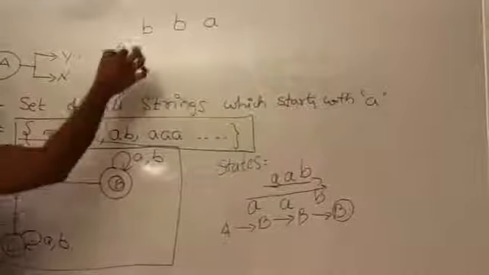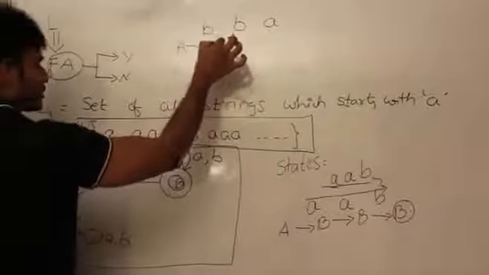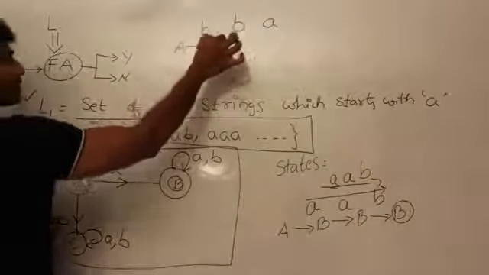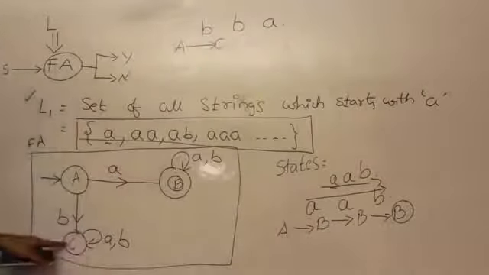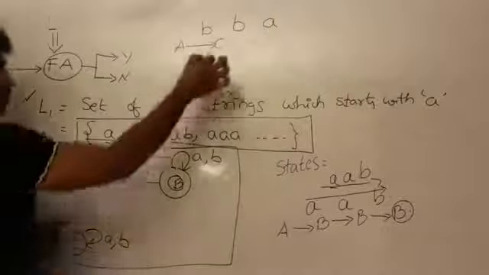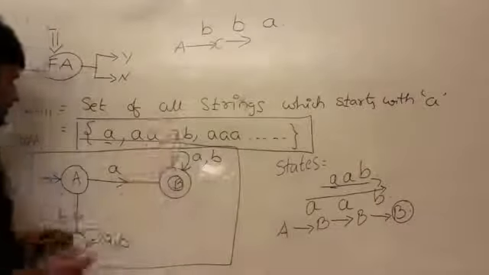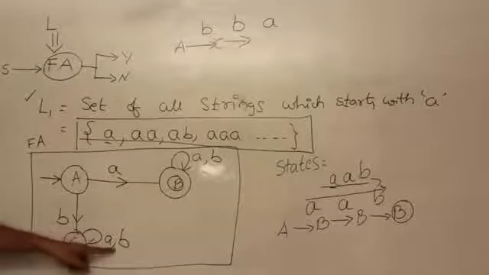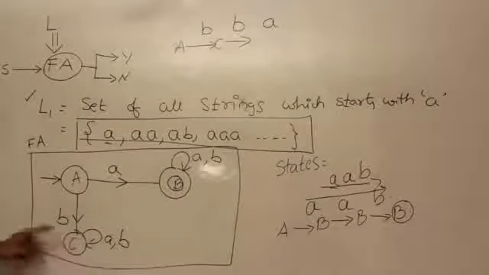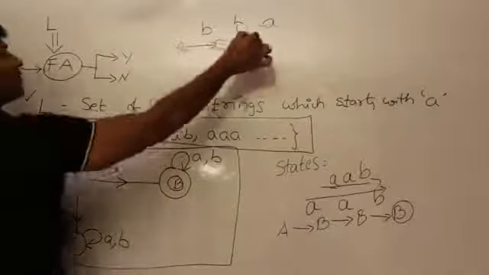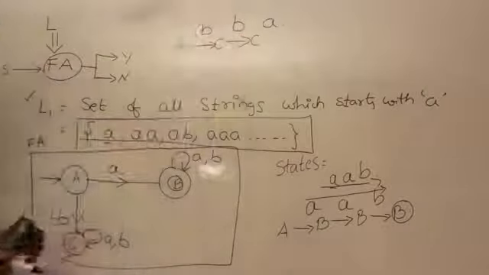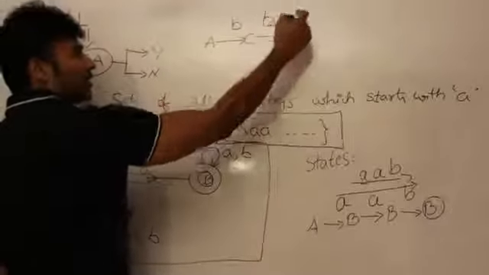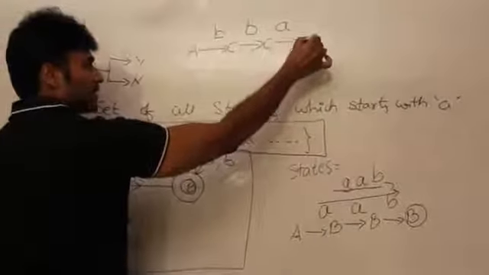So I am going to start in state A, and on seeing small b, I'll be going to state C. In state C, upon seeing small b, I'll remain in the same state. So it is going to be C, and C on seeing small a is going to remain in the same state.